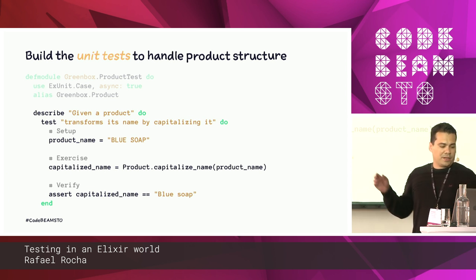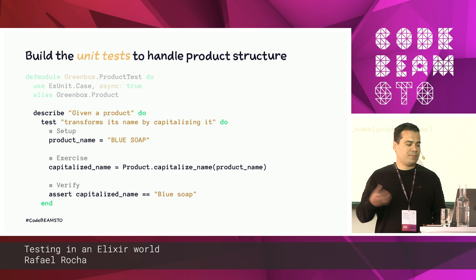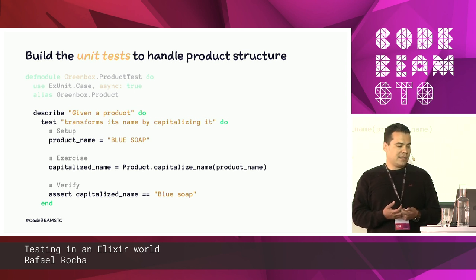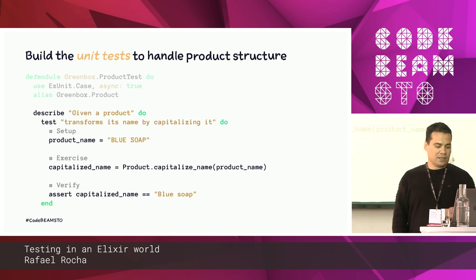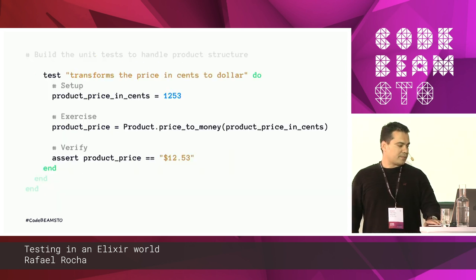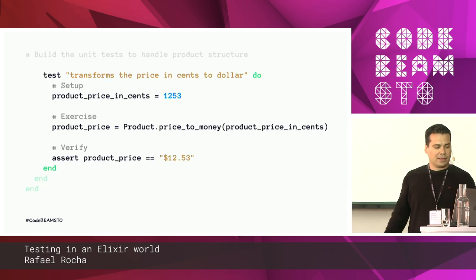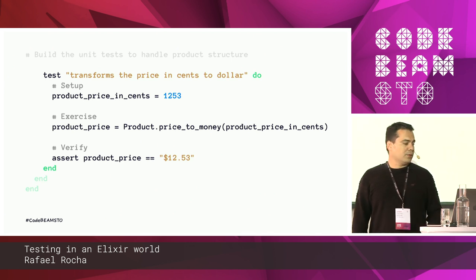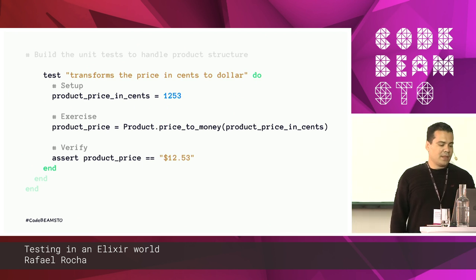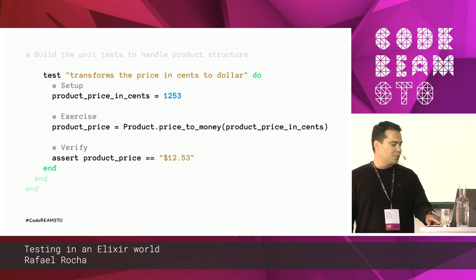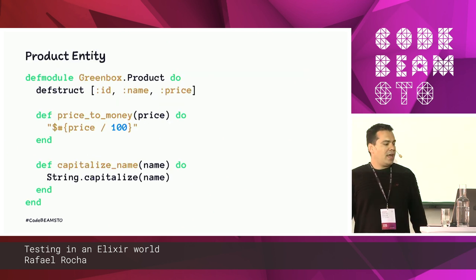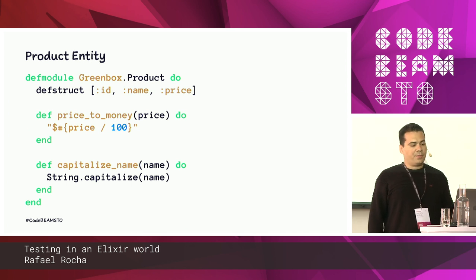So in the beginning we have the product name, in the format the API gives us. Then we exercise, so we call this function called capitalize name. And then we verify if it's working as expected. The same for pricing. We have the setup with the initial price as a number. And then we exercise with the price formatted as money, changing it to a string format like this one. Cool. So we made an integration test. We made a unit test. And that's the final entity for the product.